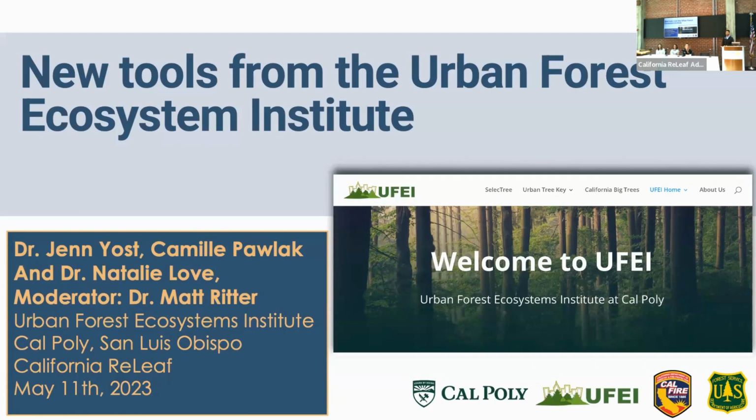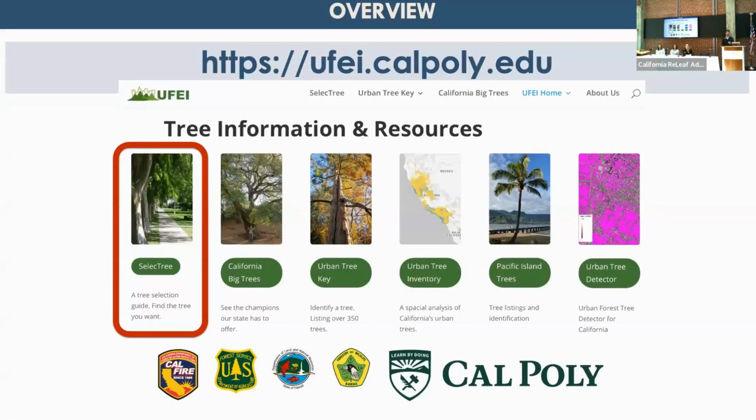And so you go to our website, you'll get all this information. And I'll start right there with ufei.calpoly.edu. And this is what our landing page looks like. Each one of those is a tab that brings you down into a sub-tool that you can use. And the one that I've circled there on the left is called Select Tree. And if you Google tree selection, you'll come up with Select Tree immediately.